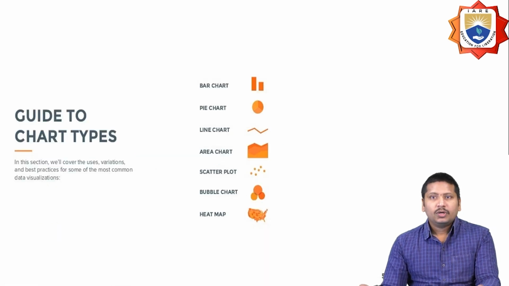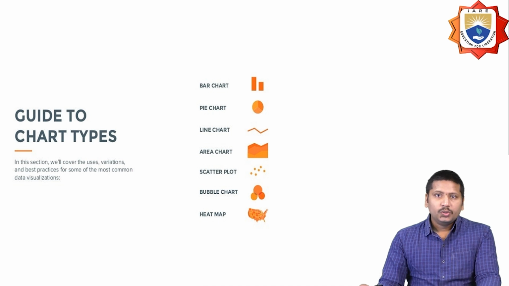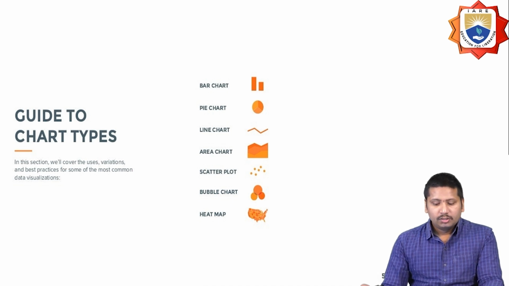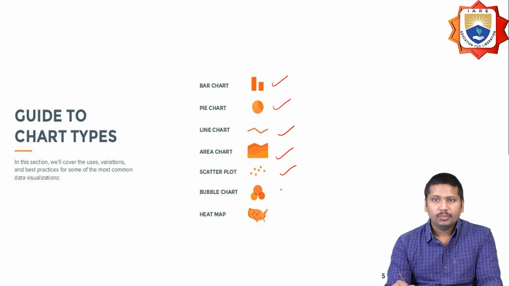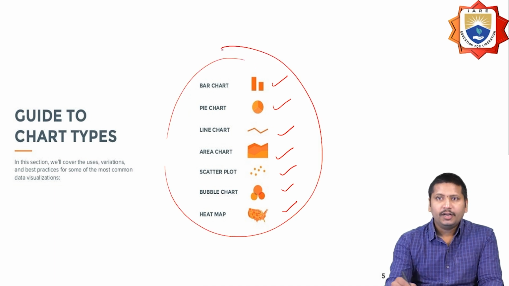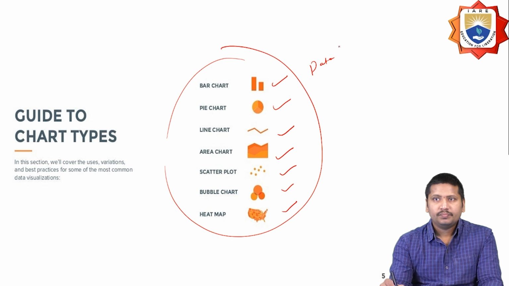And next one, so what are the charts to show these relationships? Here should be a bar chart, pie chart, line chart, area chart, scatter plot, bubble chart, and then heat map. So these are some of the charts that are available to show the data visualization.